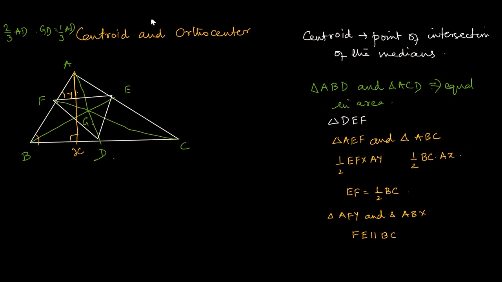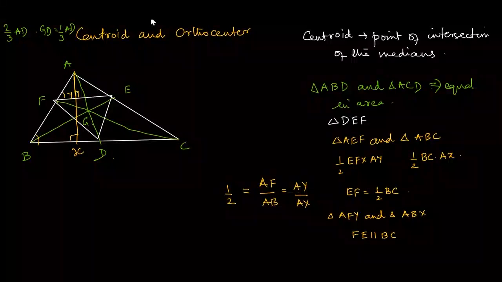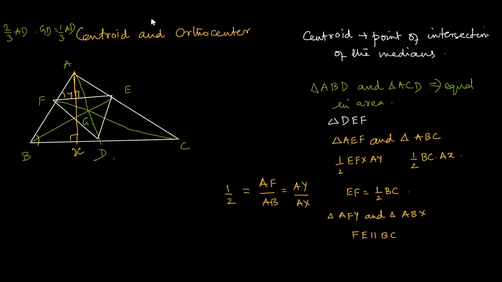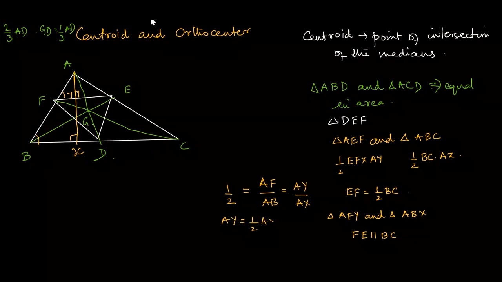This one would be 90, this one would be 90, right? And angle BAX, or BAY, is common. So these two triangles are similar, so therefore their sides would be proportional. That means AF by AB is equal to AY by AX, and F is the midpoint of AB. So AF by AB will be half, correct? So therefore, AY will be half AX, right?